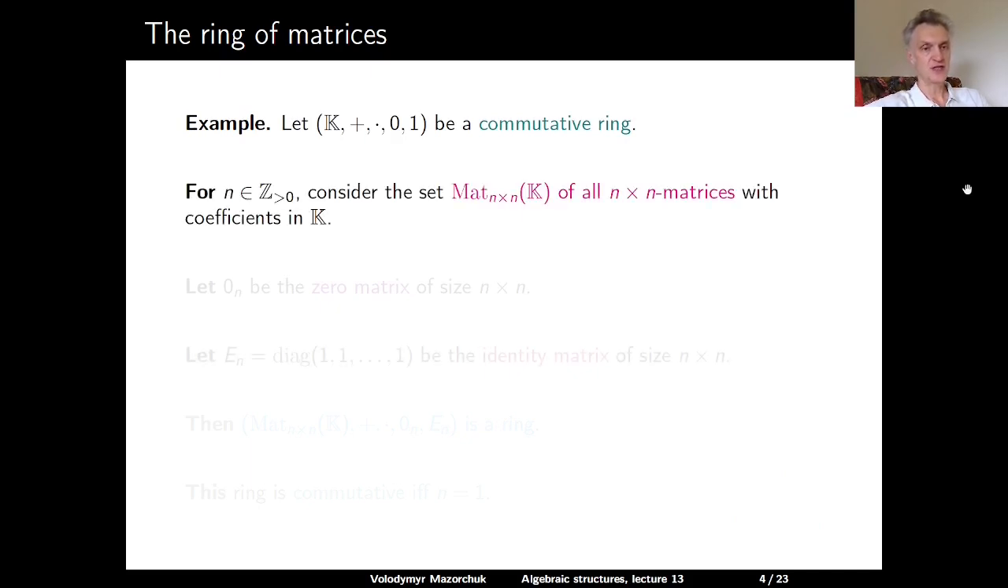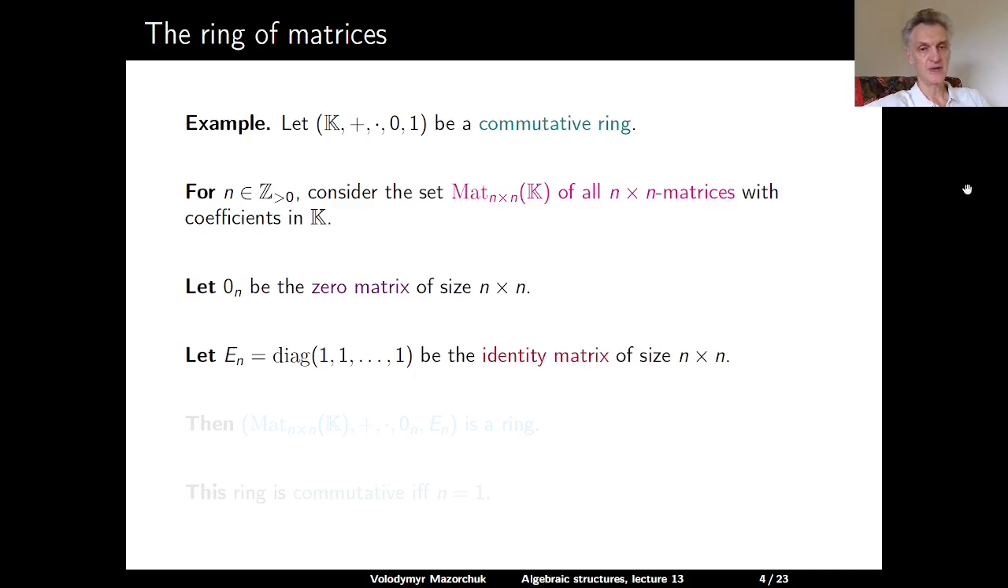For any positive integer n, consider the set Mat n times n over K of all n times n matrices with coefficients in K. Let 0_n be the zero matrix of size n times n, and let E_n be the identity matrix of size n times n. Recall that the identity matrix is a diagonal matrix with ones on the diagonal, and all off-diagonal elements are equal to 0.